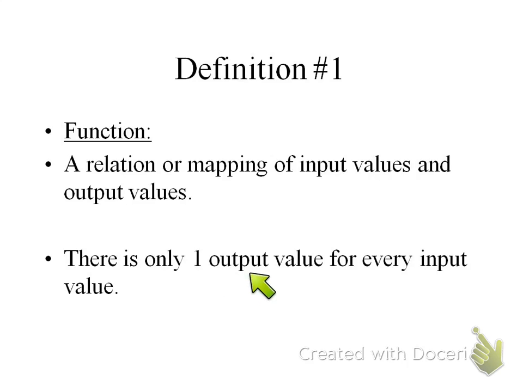There's only one output value for every input value. So if you're pressing the Coke button, you should expect a Coke to come out. If you press the Coke button again, a Coke should come out. If you hit the Coke button and a Dr Pepper comes out, that's not a function.